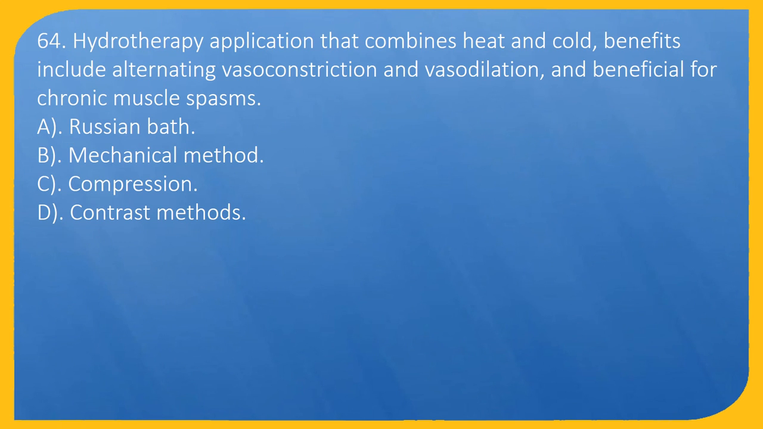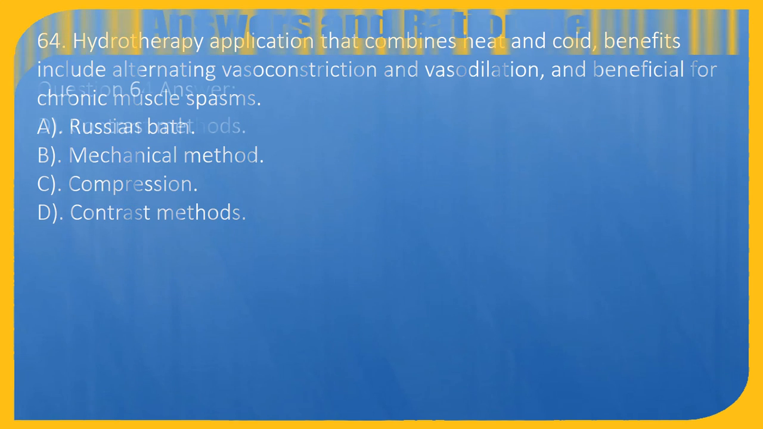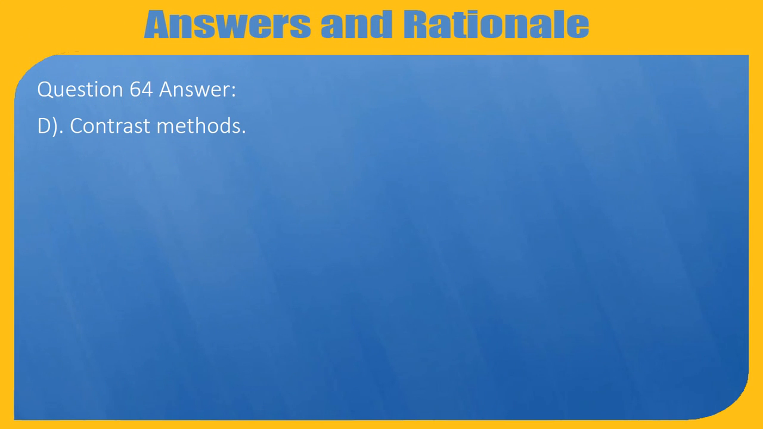Question 64. Hydrotherapy application that combines heat and cold. Benefits include alternating vasoconstriction and vasodilation, and beneficial for chronic muscle spasms. A. Russian bath. B. Mechanical method. C. Compression. D. Contrast methods. Question 64 Answer: D. Contrast methods.